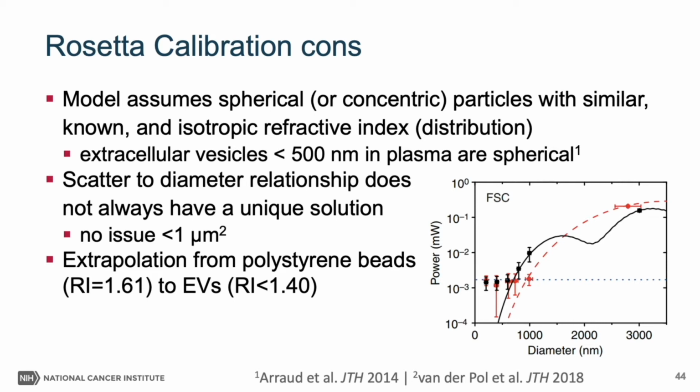Another disadvantage is that the scatter-to-diameter relationship does not always have a unique solution. On the right, you can see that the forward scatter light versus diameter has no unique solution for polystyrene beads with a diameter between 1500 and 3000 nanometers, which precludes sizing applications. However, from the interlaboratory comparison study, I can confirm that for sizing submicrometer particles, this is generally no issue.